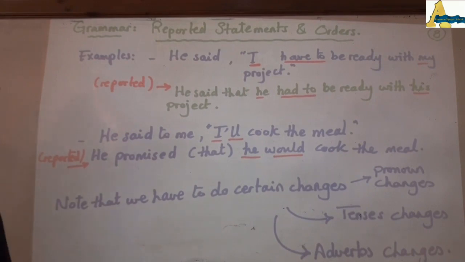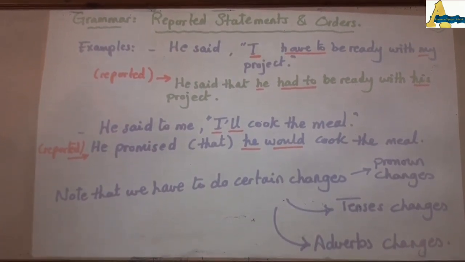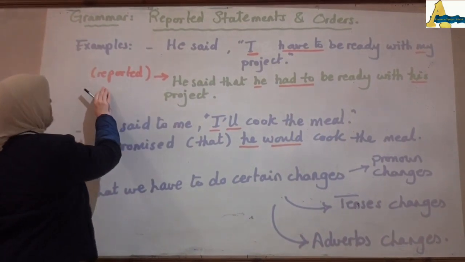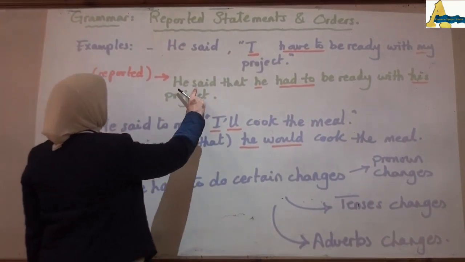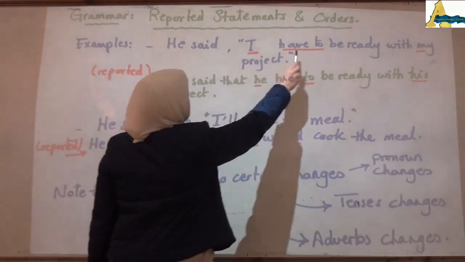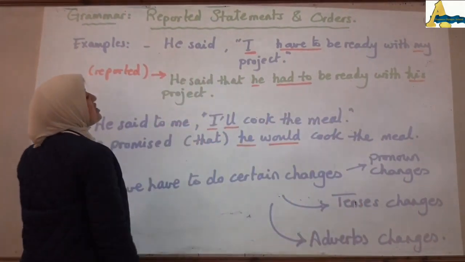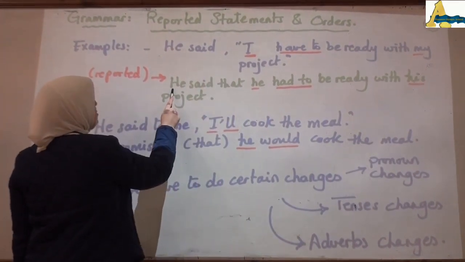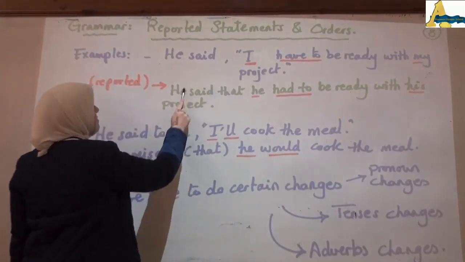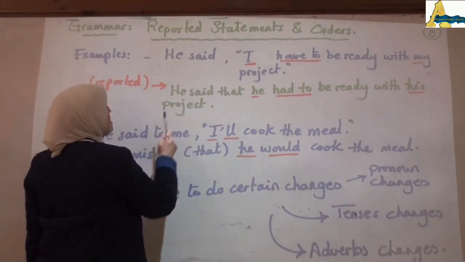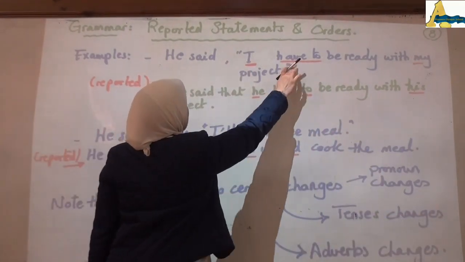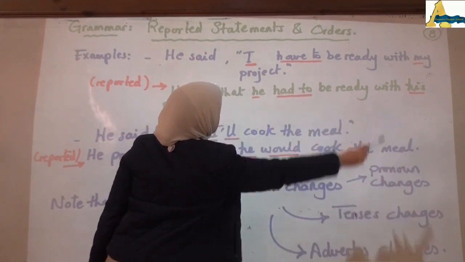Reported statements and orders. This is the grammar part used in this unit. He said, for example, I have to be ready with my project. If you report this statement, you are going to use the introductory verb, as it is clear it's in the past. So I'm going to make other changes. He said that he had to be ready with his project, instead of have to, because, as we explained in our classes, said is an introductory verb in the past. So I changed the pronoun, I changed the tense, I changed the other pronoun there.